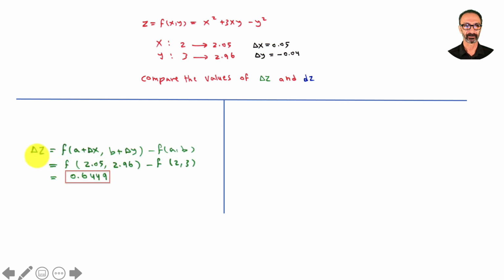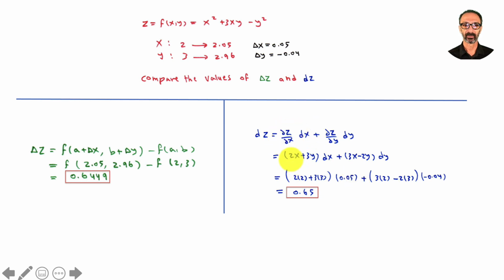Here's delta z. Just plug in the points. Look at this one here to start. a and b, that's 2 and 3. That's a plus delta x, and that's b plus delta y. So we plug in 2.05, 2.96. That's my new location, minus the original one, which is 2 and 3 for a and b. Just do the math and plug in these numbers in our equation. We have 0.6449. Let's go the other way, which is dz.